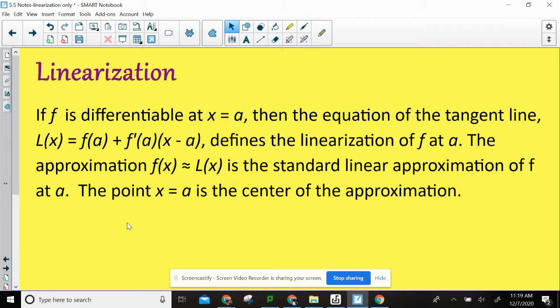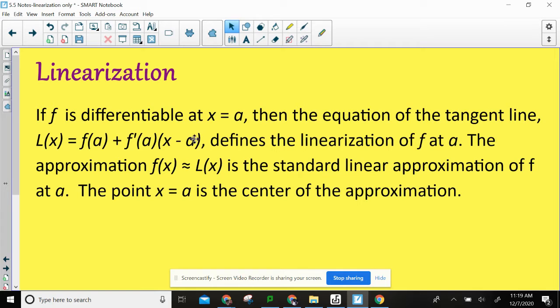So in a linearization, you have a function f. It's differentiable at x equals a. Then the equation of the tangent line is equal to this. L of x, standing for linearization, is equal to f of a, so your y value, plus the derivative at a, so the slope at a, times x minus a. This should look very familiar to you.